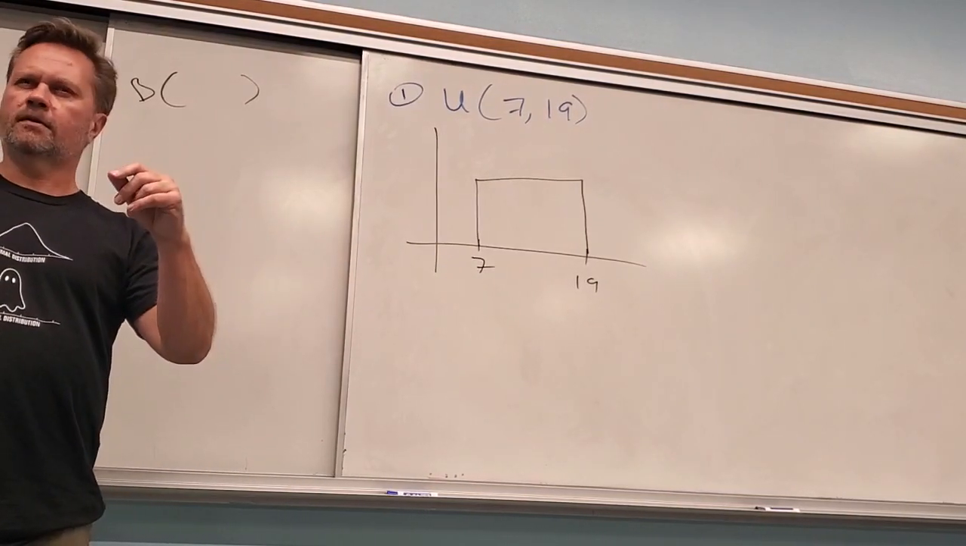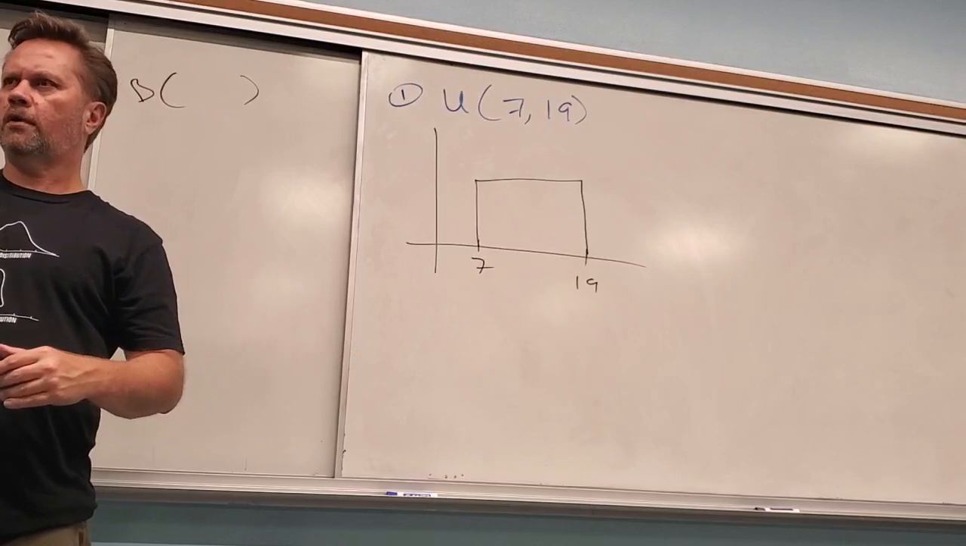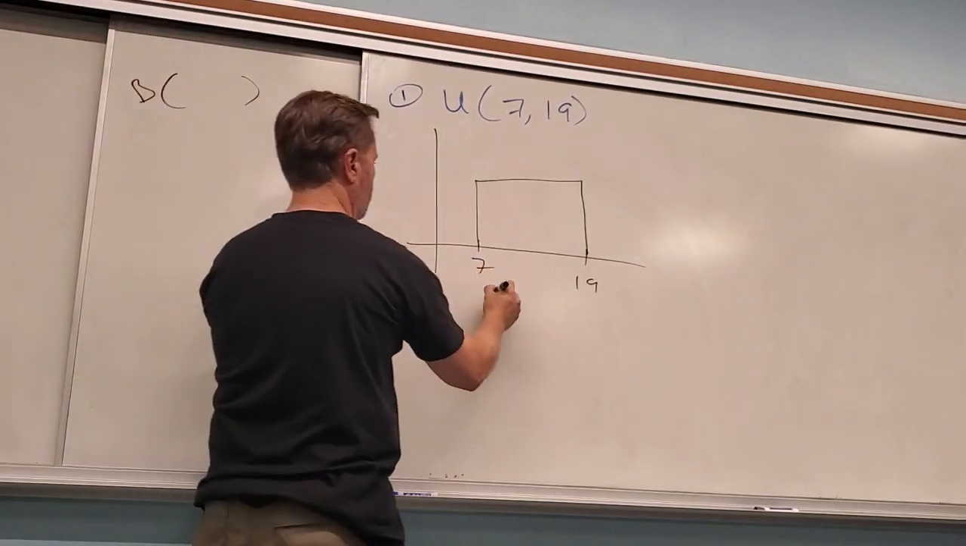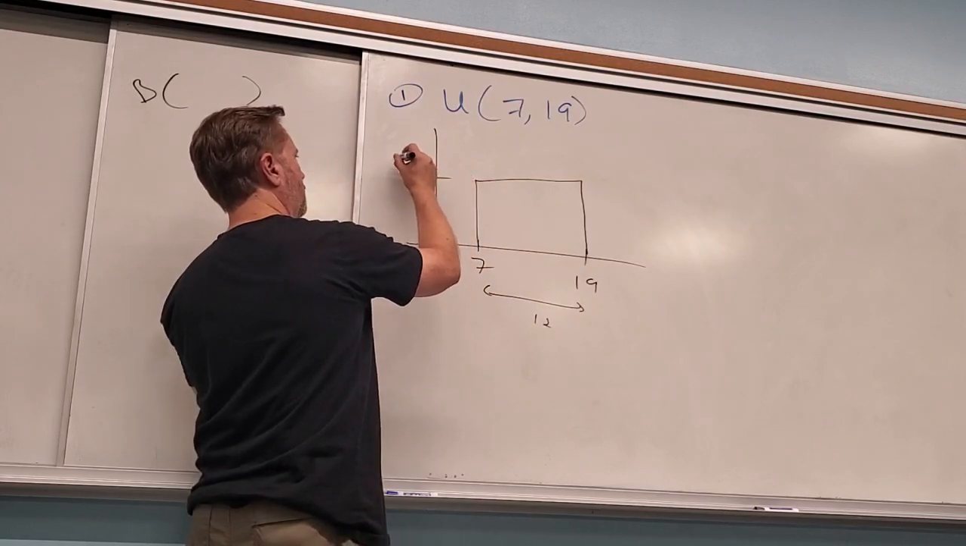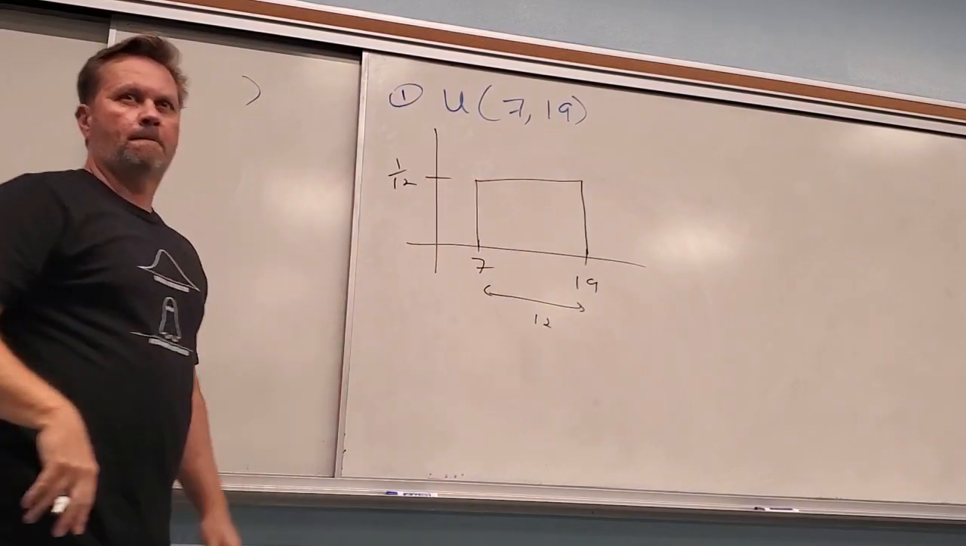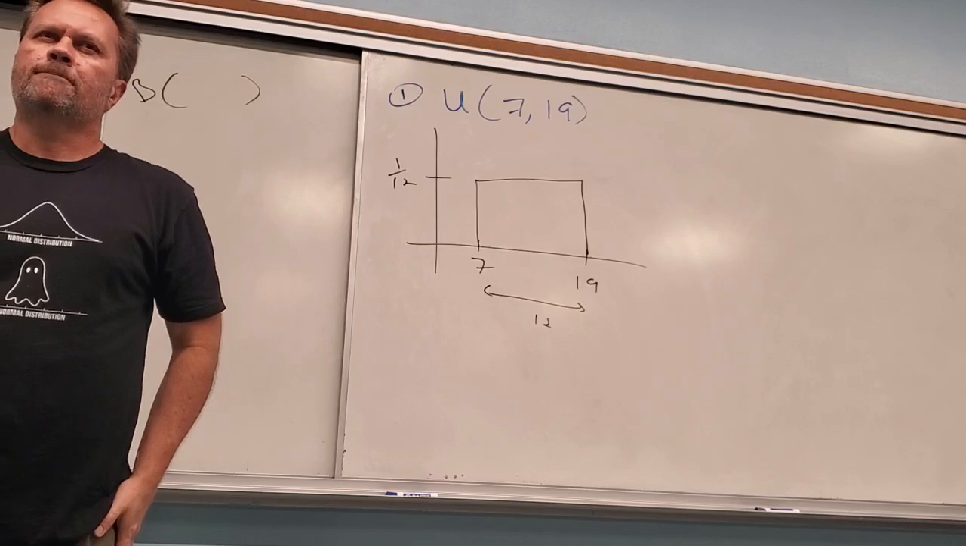The height. Making it 1. So what would make it 1? So how wide is this? 12. So how tall must it be? 1/12. Cool. Does that make sense?